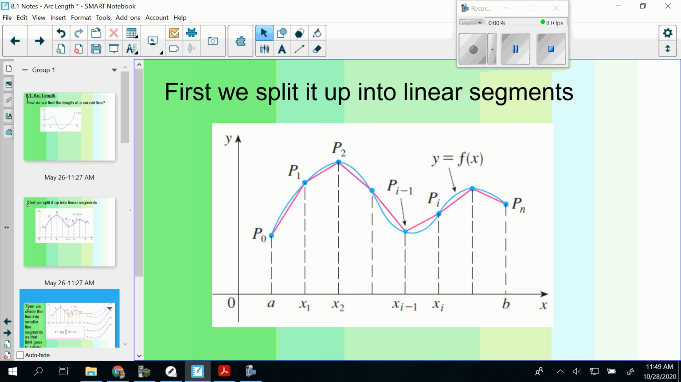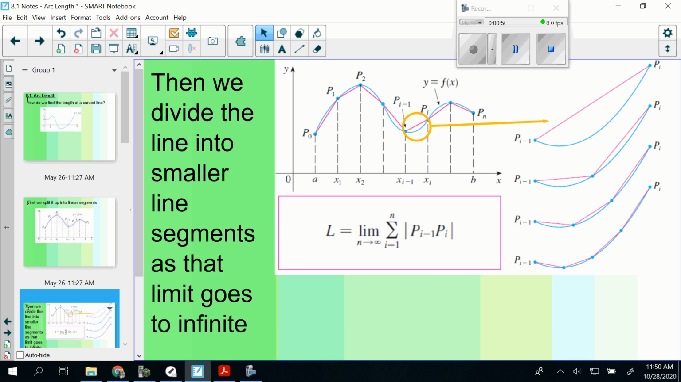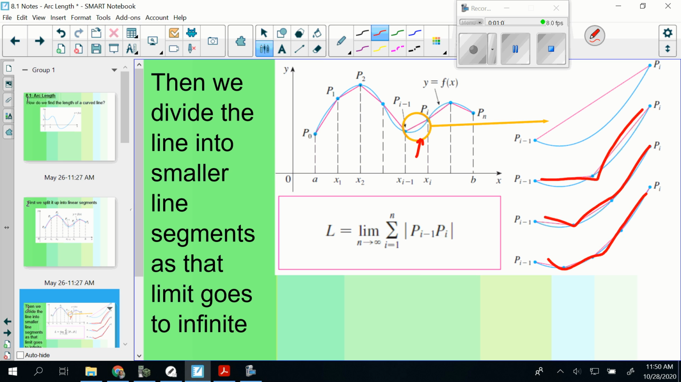Well, what if we take that a step further and divide those line segments into even smaller line segments? For example, right here, if we took that one line segment and split it into two, and then into three, and then four, and kept doing that as the number of line segments went to infinity, then we would write that out with a limit.